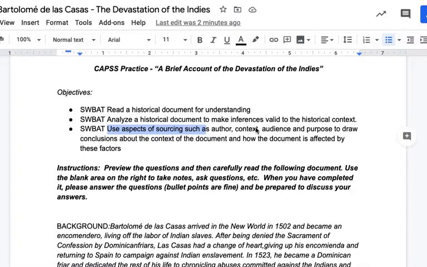I don't expect you to be able to do these things right away. It'll be a process that'll build over several weeks, but we want to remember to read underneath the surface of a primary document, not just what it says, but what its purpose is or how it's affected by the biases of the author. So instructions: preview the questions, and then read the document.